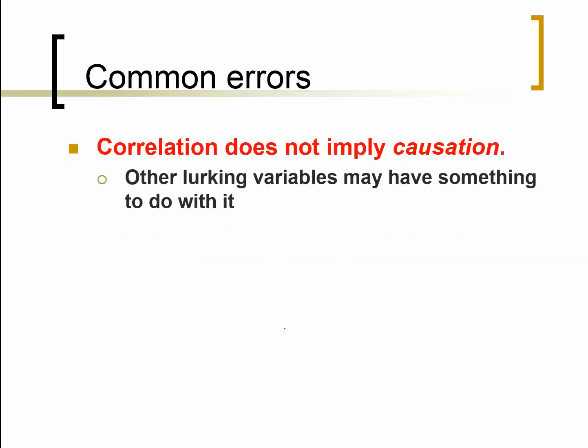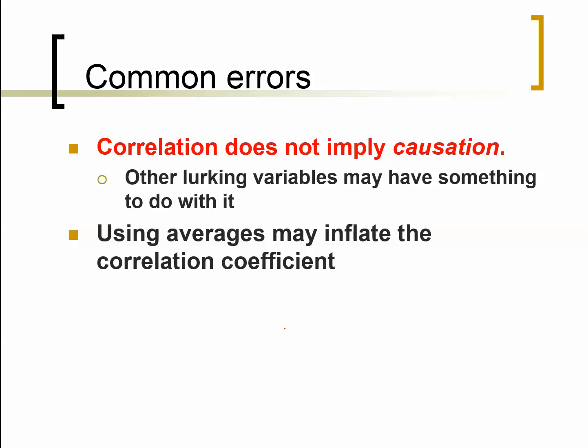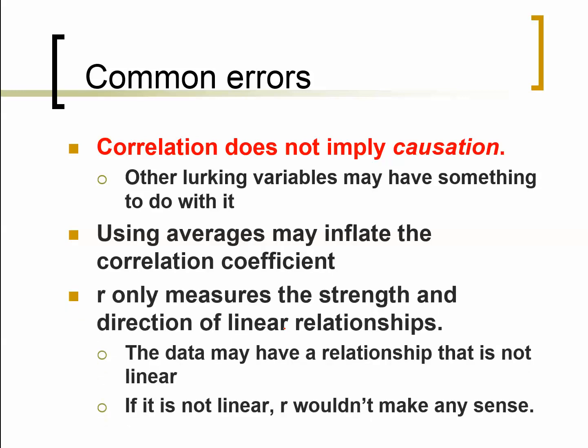Correlation does not imply causation. There are many other variables that could be having some contribution to the effects that we're seeing. Using averages can also inflate the correlation coefficient. R only tells us something about the strength and the direction of the linear relationships. The data may have a relationship that's not linear. And if it is not linear, R wouldn't make any sense.